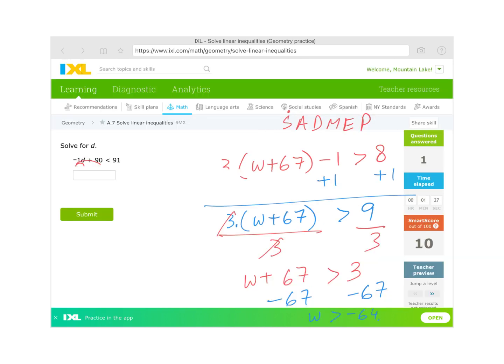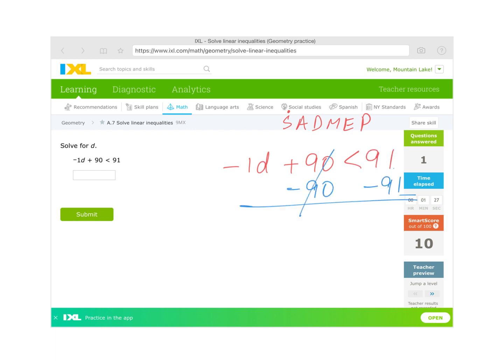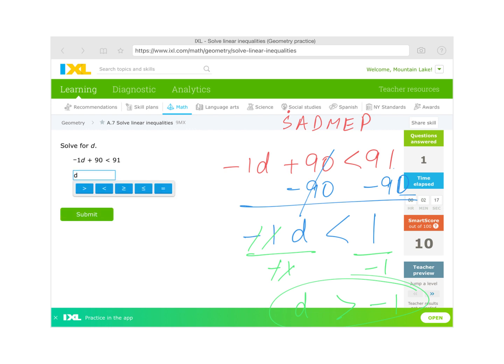Okay, let's try this. And again, use SADMAP. Remember to flip the inequality when there is a negative with the variable. That's the rule you need to remember. So -1D plus 90 is less than 91. Let's subtract 90 on both sides because it's addition. This will cancel. You'll get -1D is less than 1. And now remember that rule to divide by -1. We have to flip the inequality in this case. And we can again prove this by using a set of values. So let's put this in. D is greater than -1. And that's what gives you your answer.